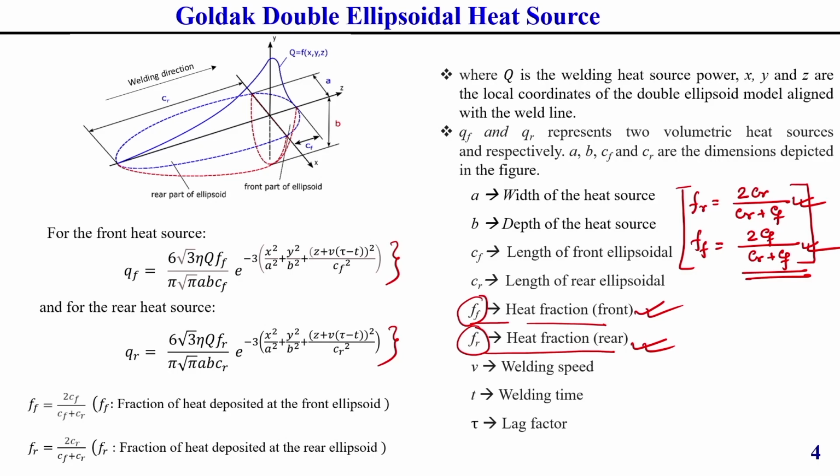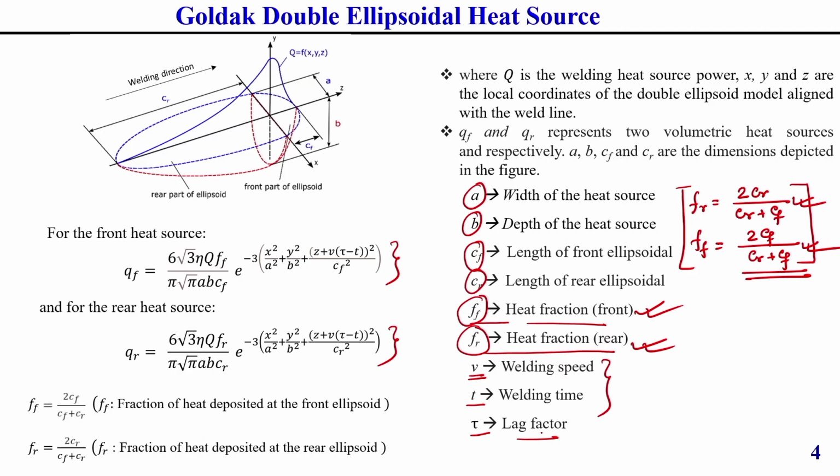So, what are the 6 different parameters? You got the idea. These 6 parameters are A, B, Cf, Cr and Fr, Ff. Now, in this equation there are another 3 parameters, which are our input parameters during welding. One is V, which is the welding speed, or welding traverse speed, then T is the welding time and tau is the lag factor.